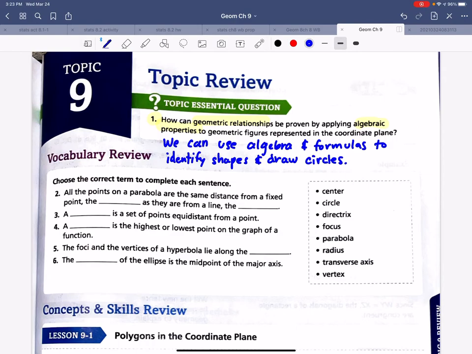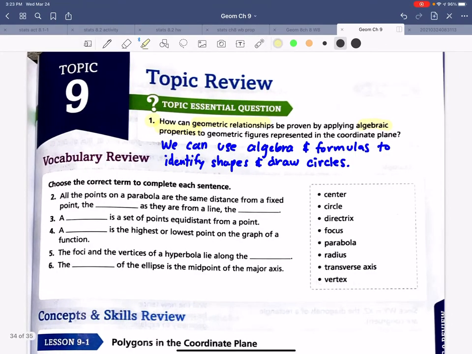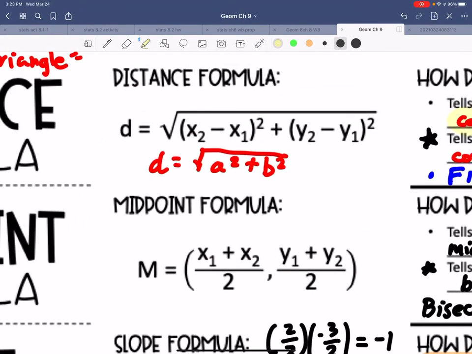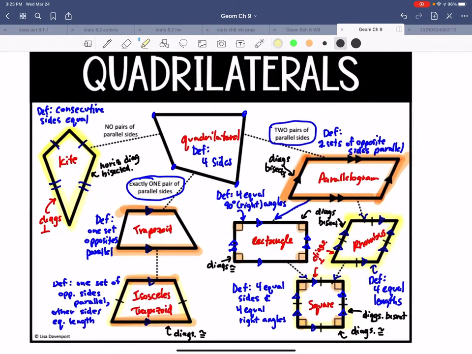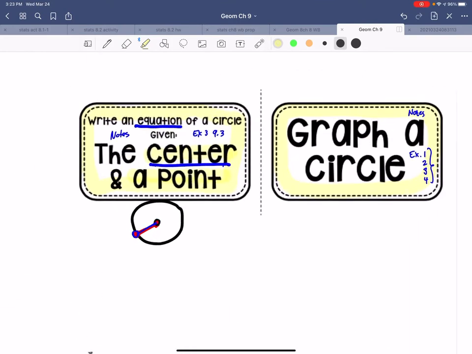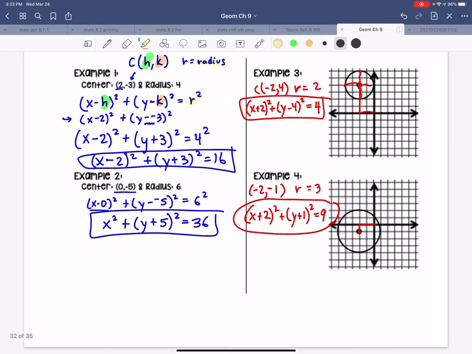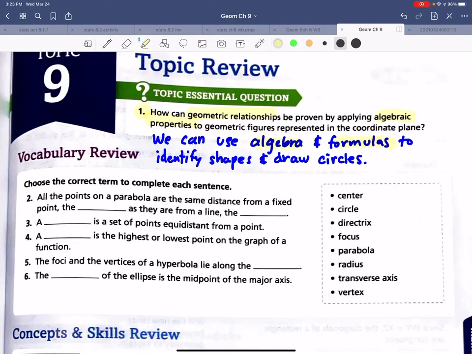So how have we been doing that? Well, if we think about our foldables, what do I mean by algebra and formulas? Specifically, I mean that here I'm using these formulas, the distance, midpoint, and slope formulas from my green foldable to identify the shapes on the pink foldable, right? And to graph a circle, I'm using these same formulas to find my radius, in order to graph my circles or find where the center and the radius of my circle is, okay? So that's what I mean by how am I using algebra in order to identify shapes and draw circles.